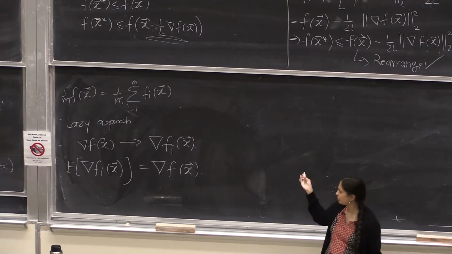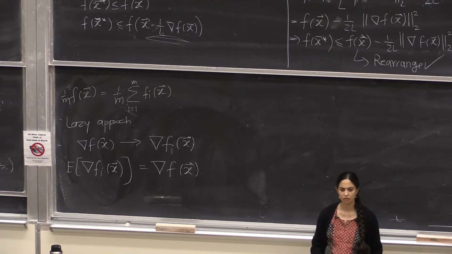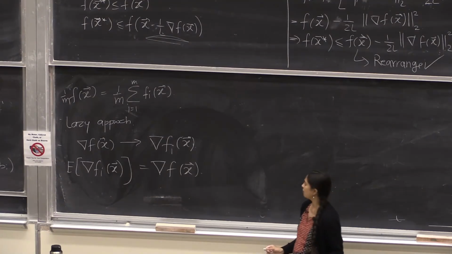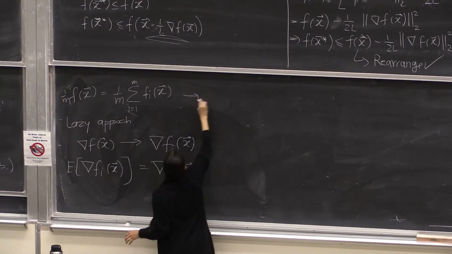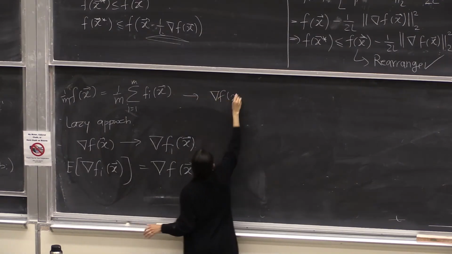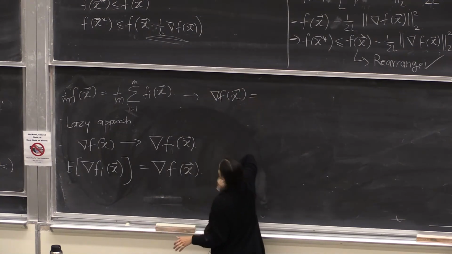So does everyone kind of see what I'm doing here? No, you don't. Ask me a question. This expectation is just, okay, so here, gradient of f of x is equal to what?